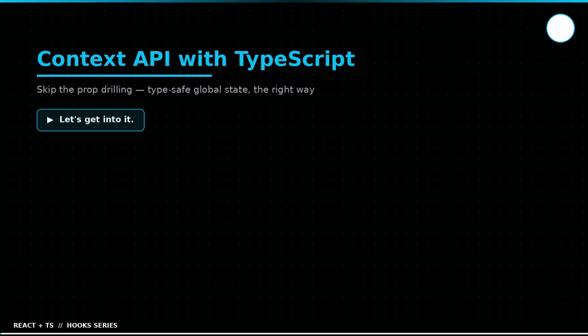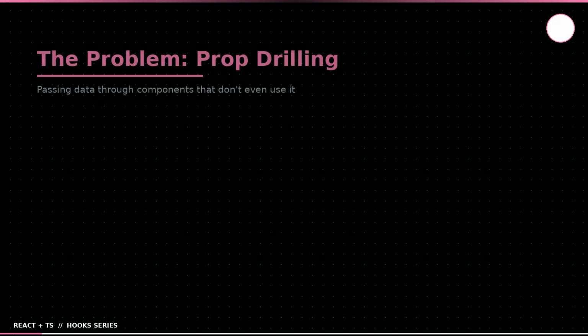Today we're covering what context actually solves, how to create and type it properly in TypeScript, and the custom hook pattern almost every production codebase uses to consume it safely. Let's get into it.